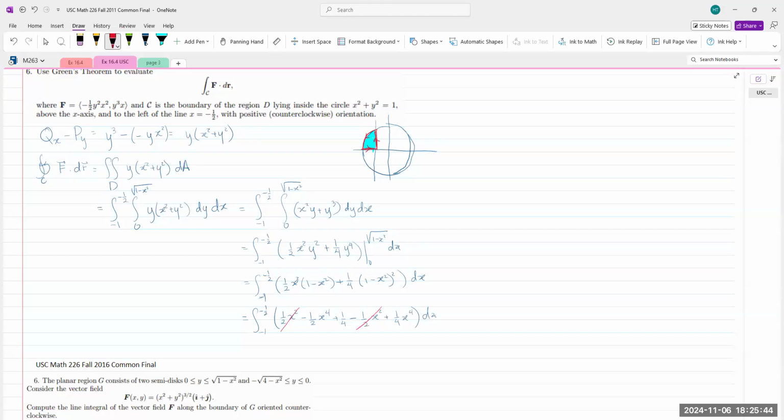right? Okay, so we have the integral from -1 to -1/2 of 1/4 minus 1/4 x to the 4th dx. Let me factor that 1/4 out. The integral of 1 minus x to the 4th is x minus 1/5 x to the 5th, from -1 to -1/2. Then from there you compute yourself. So hard to do.